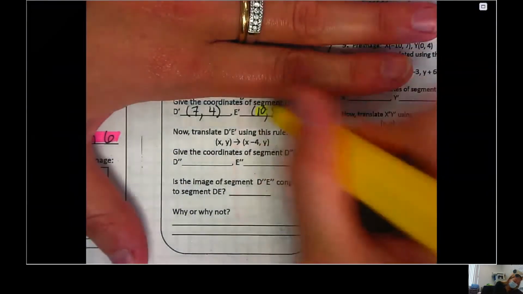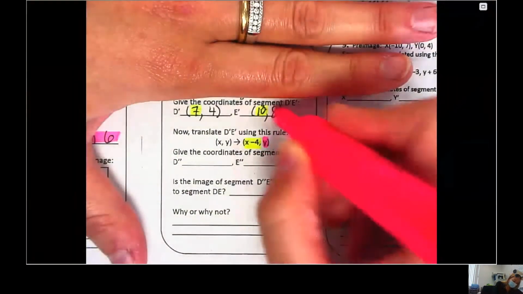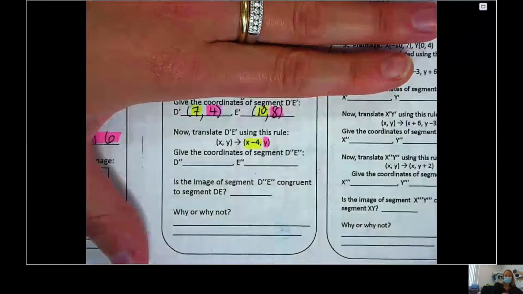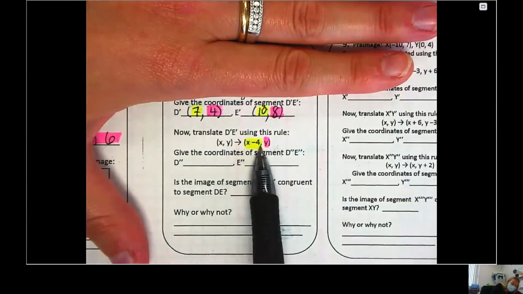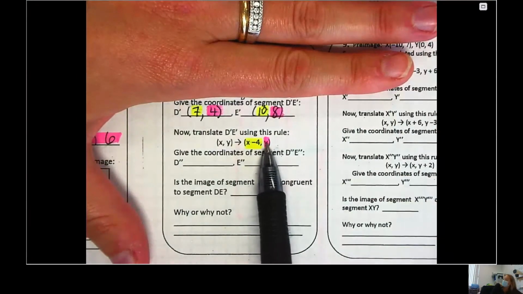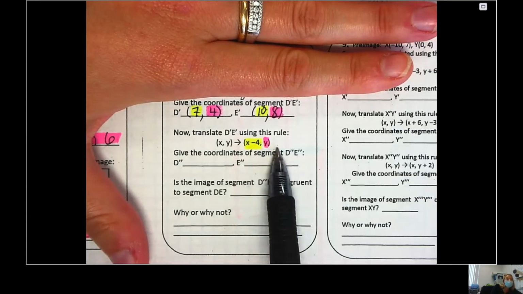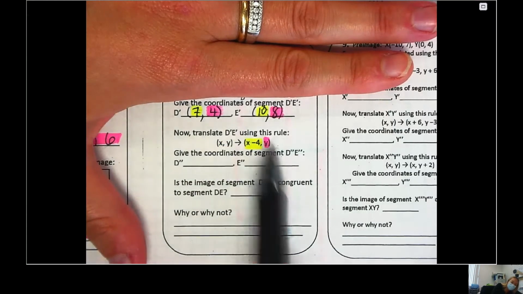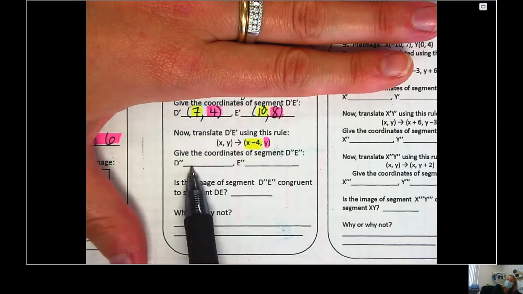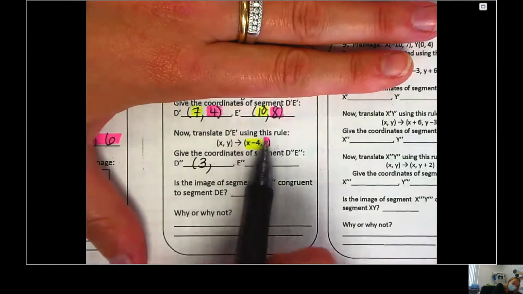Okay. Going to highlight my x's and I'll highlight my y's. My translation says x minus 4, comma y. So what does that mean I'm doing? I'm taking 4 away from the x. What do I have to do with the y? Nothing. I'm going to leave it exactly the same. So I'm going to take my x value, subtract 4, leave my y value the same. What will my coordinates be of D double prime? Good. So I subtracted 7 minus 4 to get 3. I leave my 4 the same.